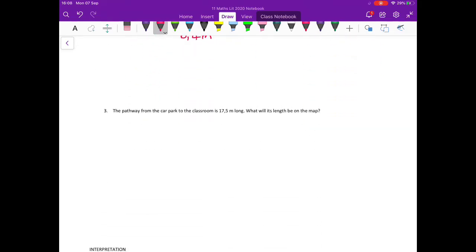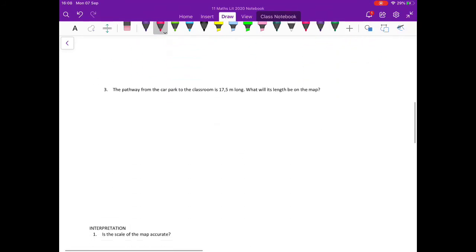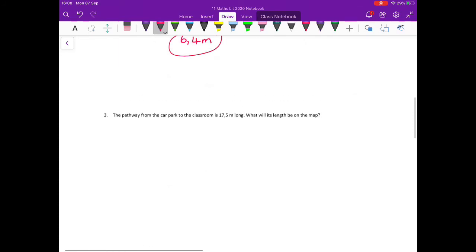The other one, another one. So now we went from paper to find out the measurement in reality, and we're now going the other way around. It says the pathway from the car park to the classroom is 7,5 meters long. What will the length be on the map?